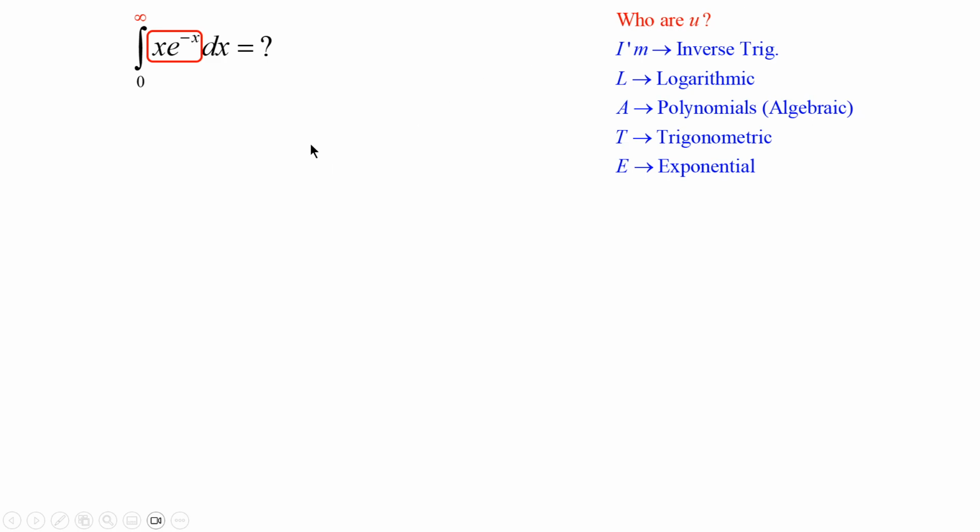So here it is right here. I'm going to let u equal x and my v prime equal e to the negative x. U equal x and v prime, that would be e to the negative x.